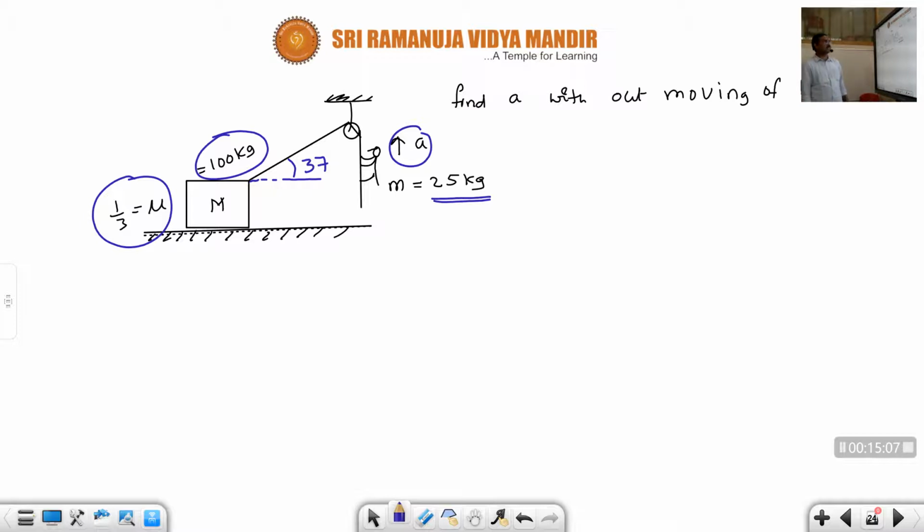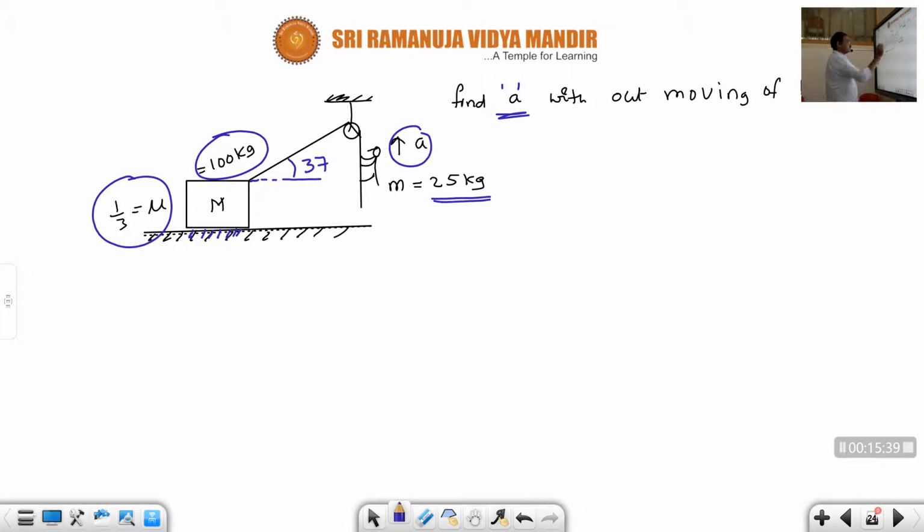The question is, find the acceleration of the monkey moving in the upward direction such that the block must be in equilibrium. Without moving, we have to keep this block in equilibrium. By keeping the block in equilibrium, the monkey is moving upward. What is the maximum acceleration required by the monkey?